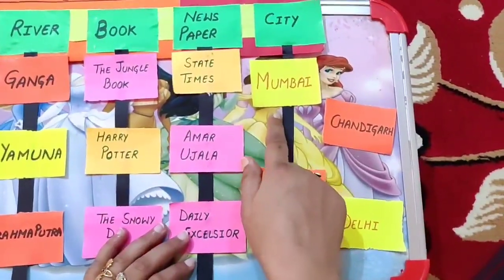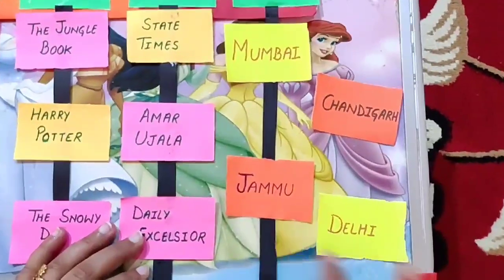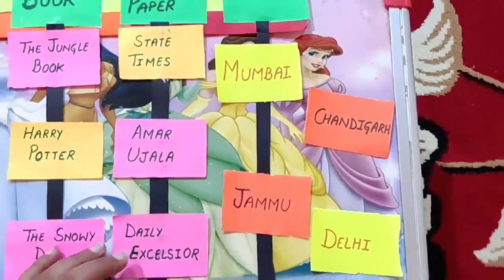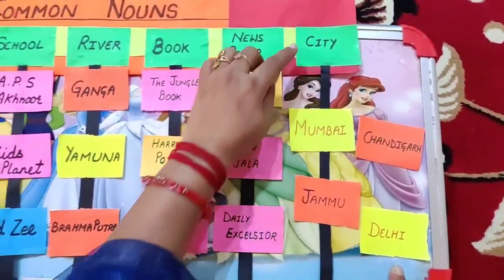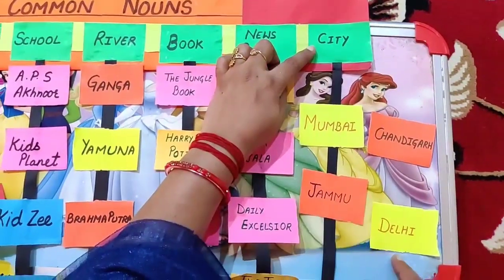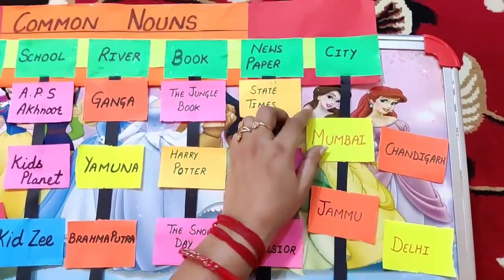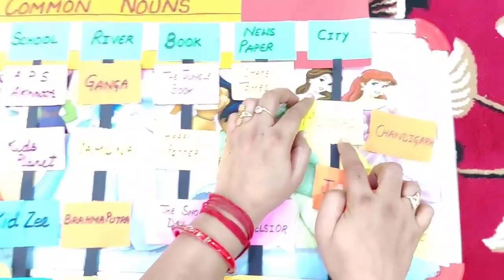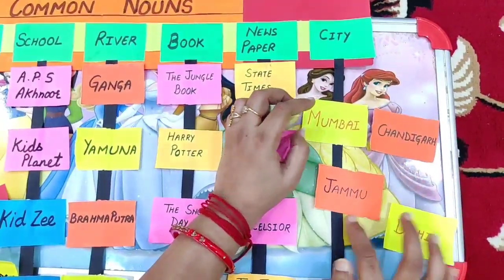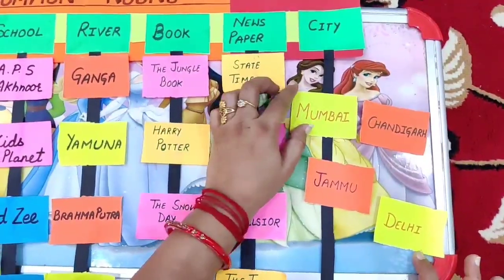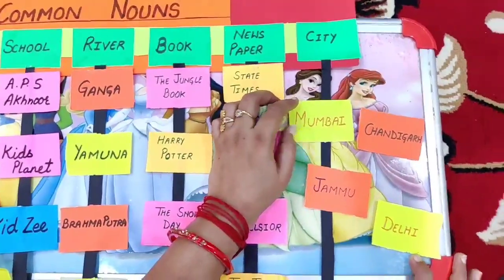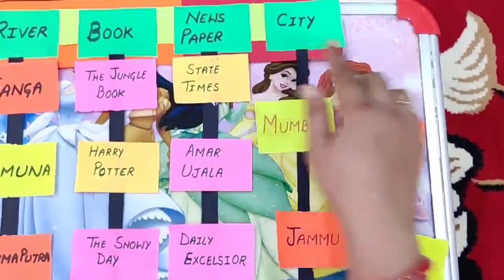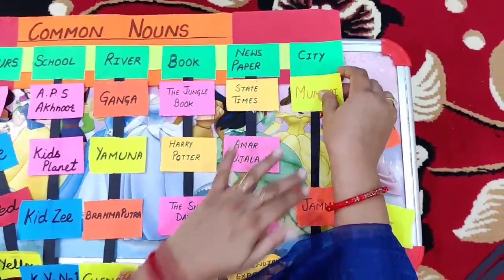Now Mumbai, Chandigarh, Jammu, Delhi. What are these? These are the names of cities. So the common noun is city. The common name of all these is city, but when an individual specific name is mentioned, then it is a proper noun. So Mumbai is a proper noun, city is a common noun. Jammu, Chandigarh, Delhi, all these are the proper names of cities. So these are proper nouns, and if I say just city, it is a common noun. So we will paste it under the common noun city.